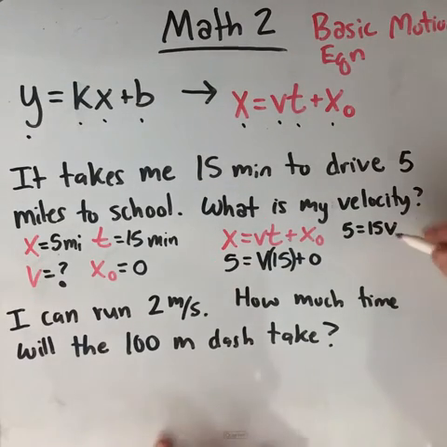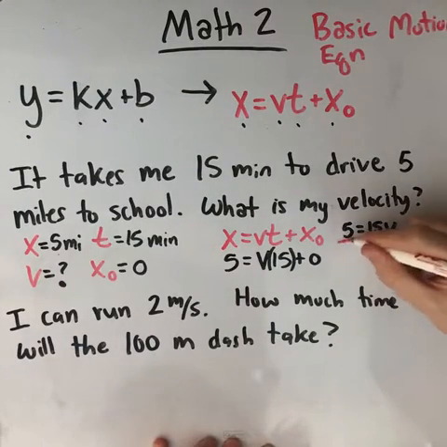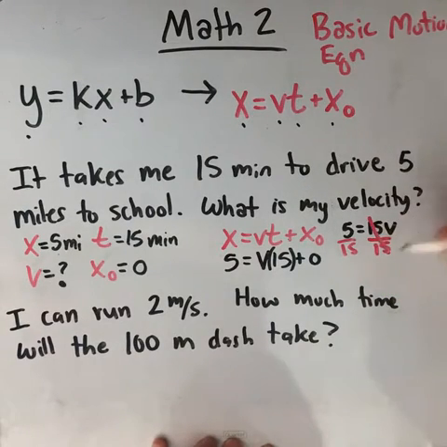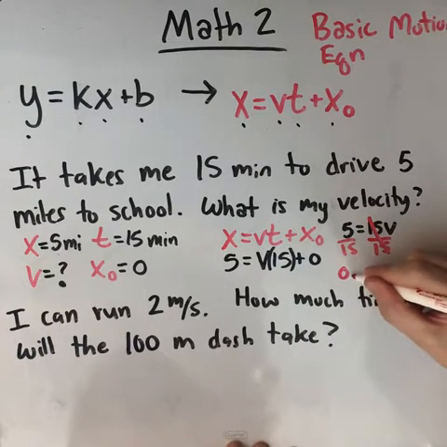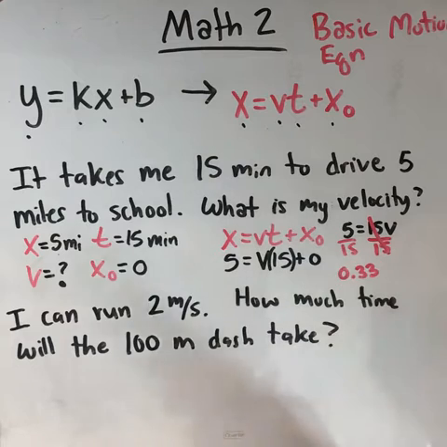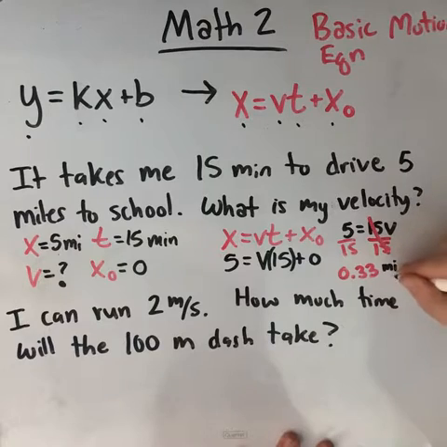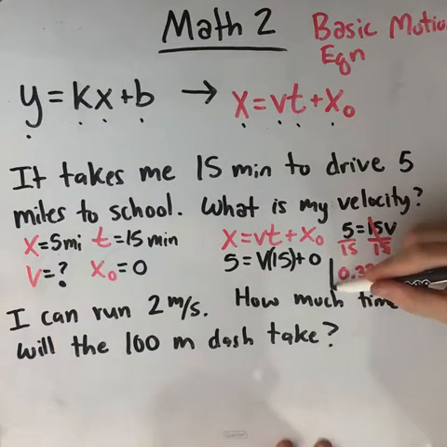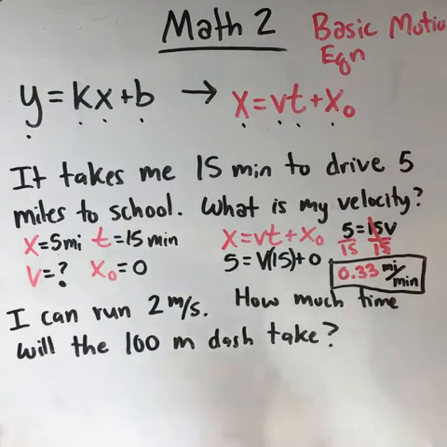This is just an algebraic equation. So I'm going to divide both sides by 15. If I plug this in my calculator, 5 divided by 15 is 0.33. Let's look at my units. Remember that velocity should be length per time. In this case, that's going to give me miles per minute. So I am driving 0.33 miles per minute. And I figured this out just by using the basic motion equation.